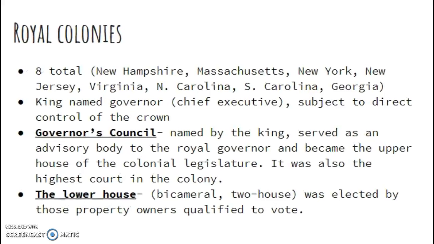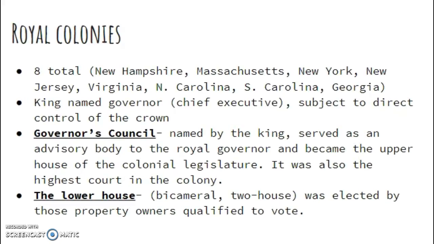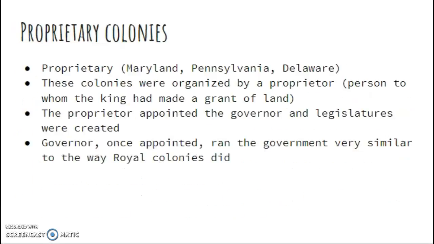Okay. The governor, addressed by the council, appointed the judges for the colony's courts also. Both the governor's council and the lower house had the power to tax and spend. Proprietary colonies. Proprietary colonies were Maryland, Pennsylvania, and Delaware.